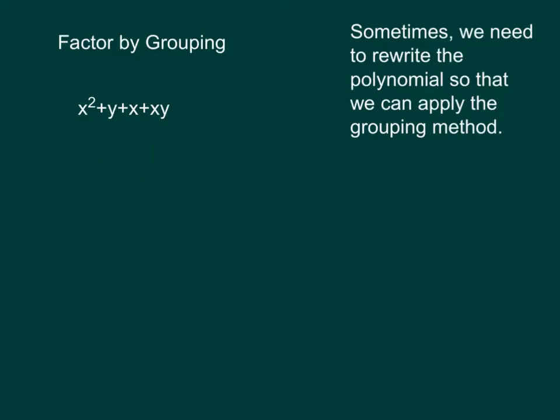Instead, what I have to do is move things around so that I can apply the grouping method. I only have 2 terms that contain a y, so maybe I can maneuver those so that they're next to each other. I'm going to switch around the x and y that are in the middle there and get x squared plus x plus y plus xy. I'm just switching around the order like that. It's the same statement, just rearranged.